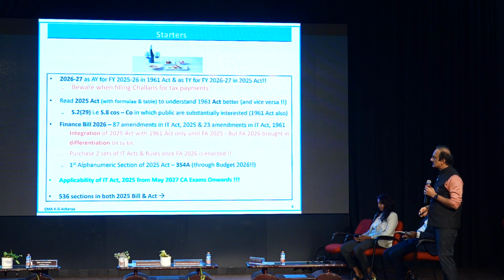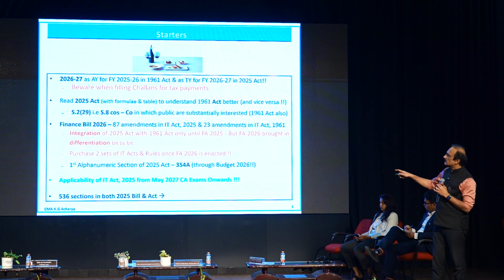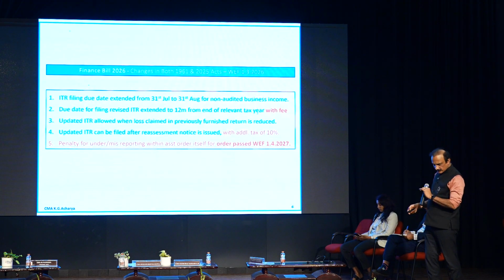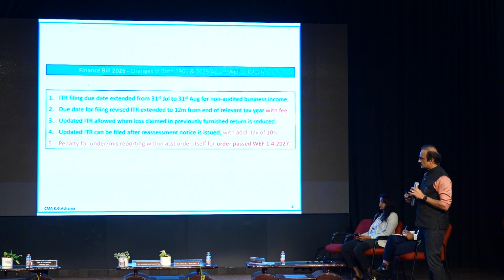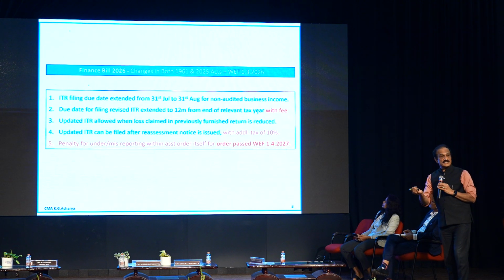There are 536 sections in both the 2025 Act and the bill. Last time I spoke about the bill; in the bill also there were 536 sections. Now in the Act also there are 536 sections. So quickly let me go through the Finance Bill 2026, which has yet to become an Act.